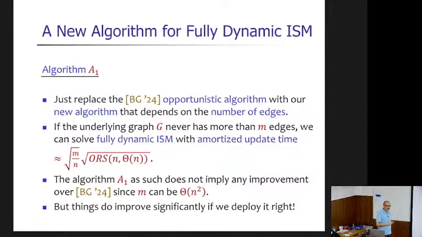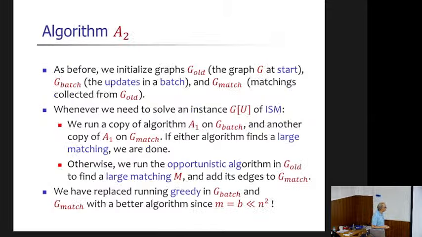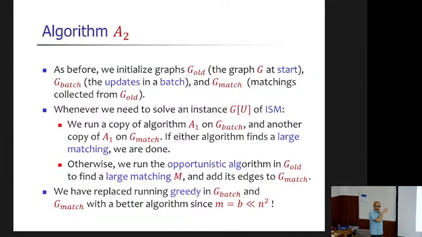Let's now deploy this in a more clever fashion. Some of you might already guess what it would be. Here is algorithm A2. Same setup, same three graphs. Whenever we want to solve an instance of ISM, before we were running the greedy algorithm on GBatch and GMap. Now we are going to run this new algorithm A1 there.